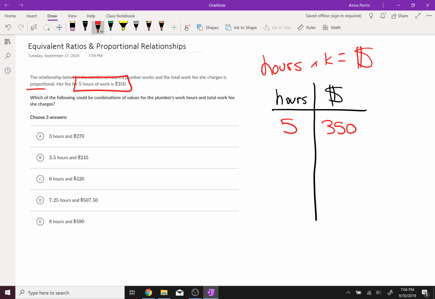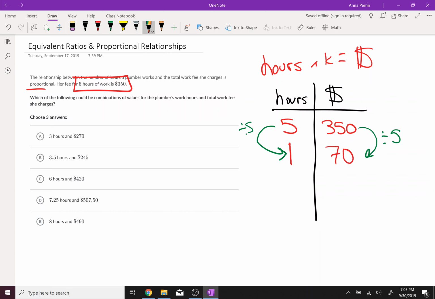And before I look at any of those answers, I'm going to figure out what my multiplier is. So to do that, I want to create a row in the table that is going to have my unit rate, or my constant of proportionality. In other words, it's telling me what my multiplier is. So we know that a unit rate is when one of the values is 1. So I want to figure out how much money she charges when she only works 1 hour. I can figure that out by seeing that I can go from 5 to 1 by dividing by 5. So to keep my ratio equivalent, I'm going to divide by 5 on this side of the table as well, which gives me that for 1 hour, she charges $70.